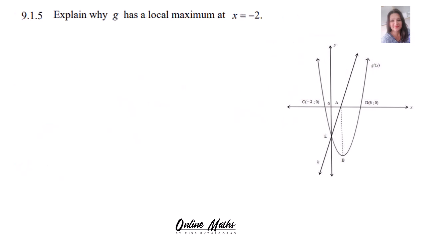Okay, number 5, explain why the graph of G has a local maximum at x is equal to -2. Now, let me just give you the graph again. It was something that looked like that, and then this was -2 on the x, and this was 6 on the y. Now, if you look at my graph, for all the values x smaller than -2, it's all those values there.